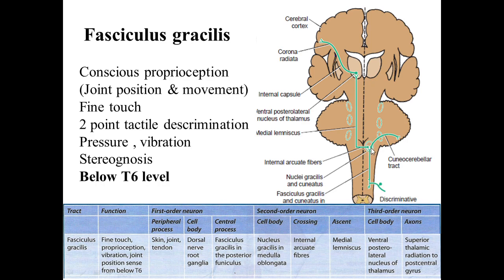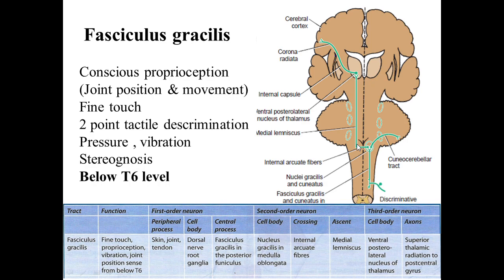synapse with the nucleus gracilis, which is situated in the lower part of the medulla oblongata. Now from here, the second order sensory neuron arises. The axons of second order sensory neuron cross to the opposite side, and these crossed fibers are called internal arcuate fibers. So the fibers of second order sensory neurons cross to the opposite side as internal arcuate fibers.